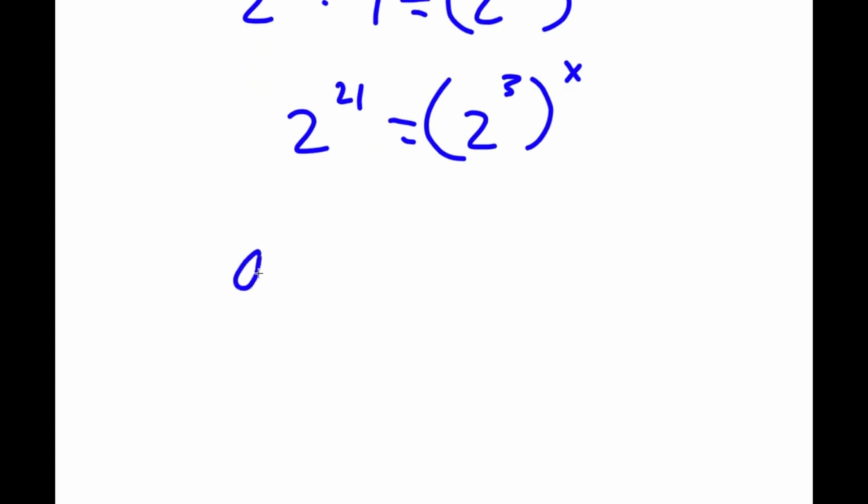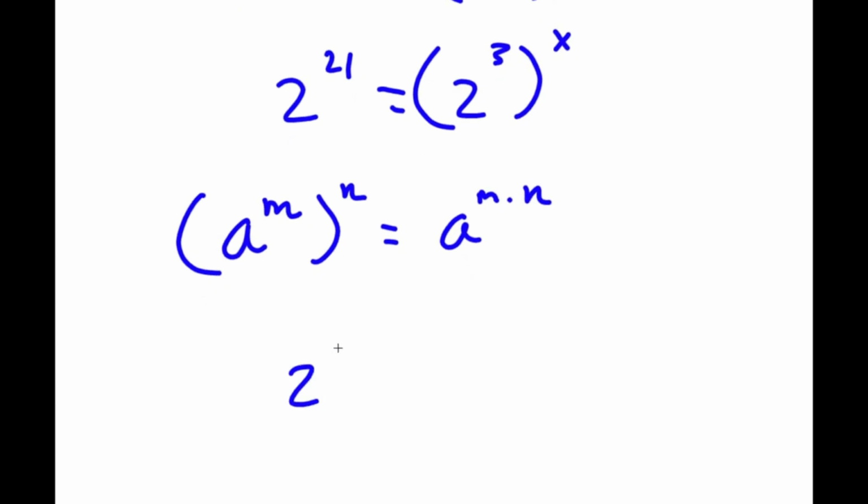Now, if I have something in the form a to the power of m to the power of n, this is equal to a to the power of m times n. So 2 to the power of 3 to the power of x, that's going to equal 2 to the power of 3 times x. So I have 2 to the power of 21 is equal to 2 to the power of 3x.